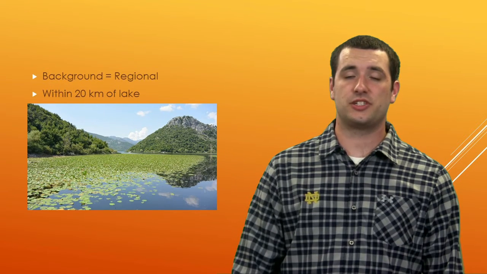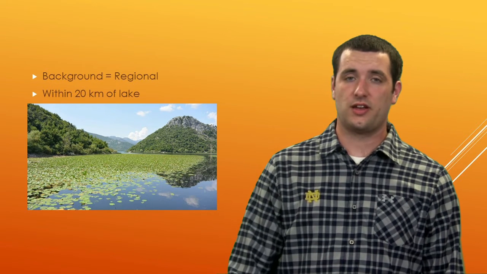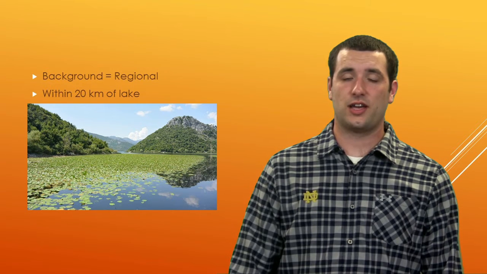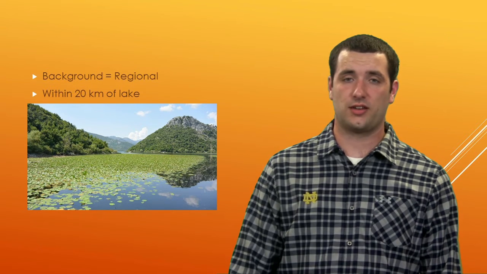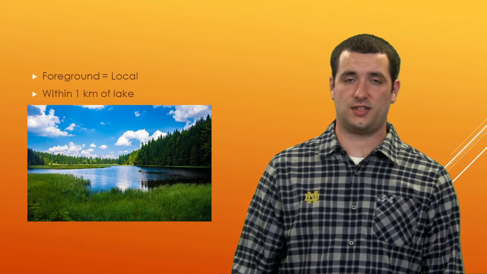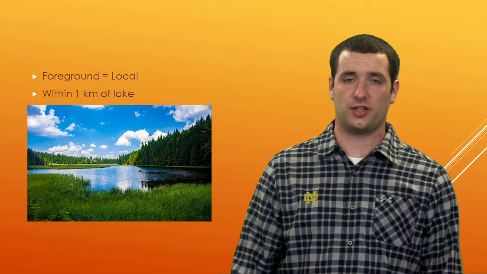The model distinguishes between two different kinds of forest fires. The first forest fire is the background intensity forest fire. This fire is within 20 kilometers of the lake. The second kind of fire is the foreground intensity forest fire. This fire occurs within 1 kilometer of the lake.